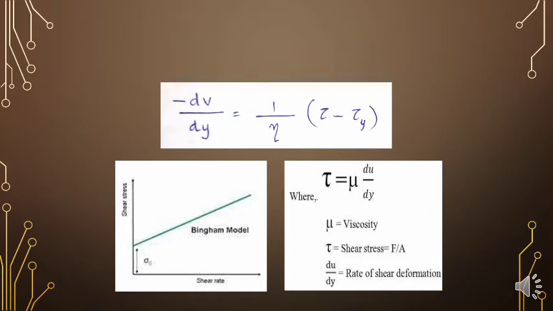To discuss different types of flow curves, we have to study one equation: minus dv by dy is equal to 1 by eta into tau minus tau y. Tau is the shear stress, which is equal to force by area, and mu is the viscosity. Then du by dy is the rate of shear deformation. The figure shows the behavior of a liquid which requires a minimum stress, known as yield stress or yield value, before its plastic flow occurs. This figure shows the ideal plastic flow.